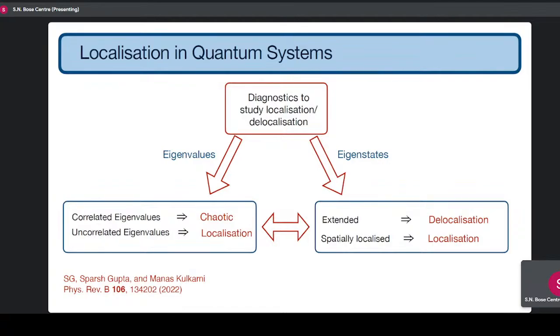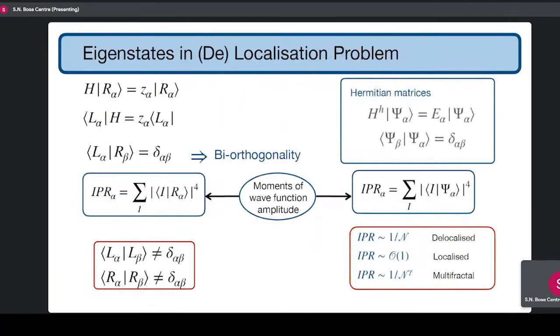We have a previous work where we studied disordered long-range hopping non-Hermitian systems, where we studied the correlation of these eigenvalues to identify a localization transition. But here we will be discussing the statistics of eigenstates.